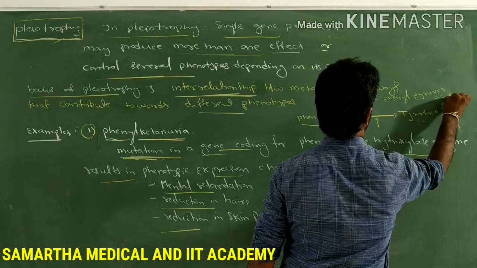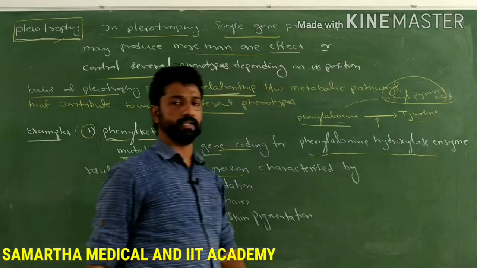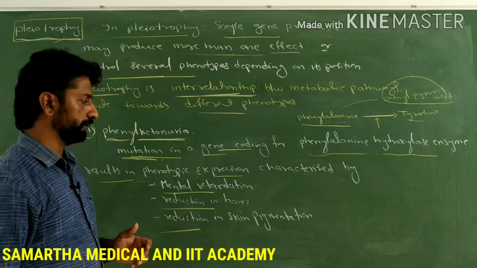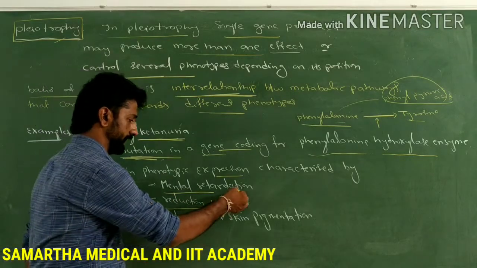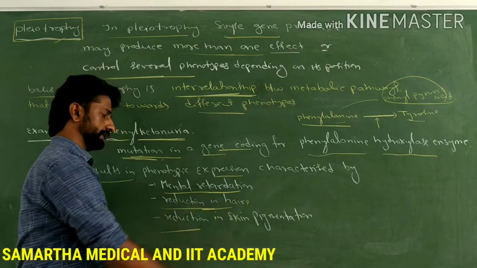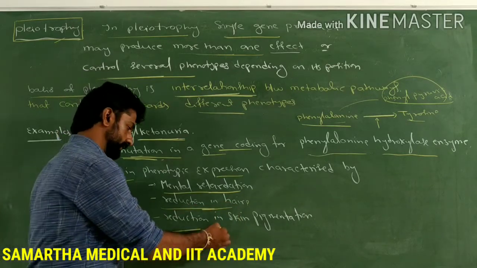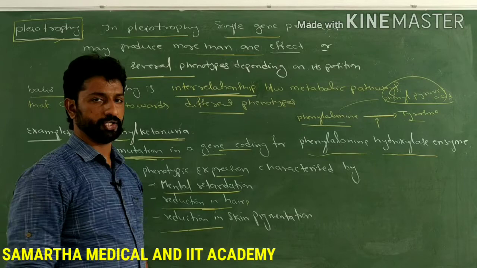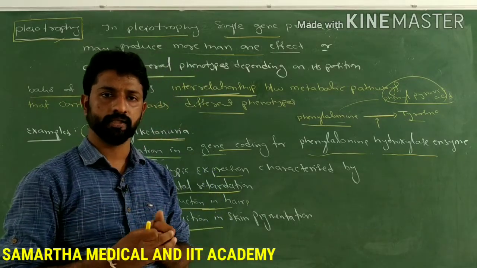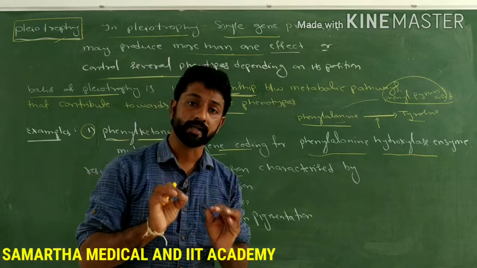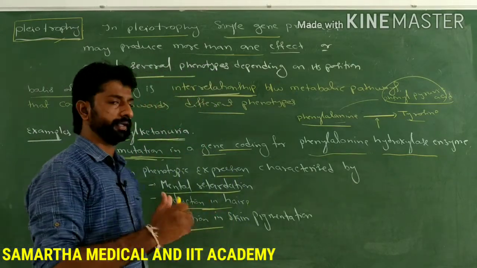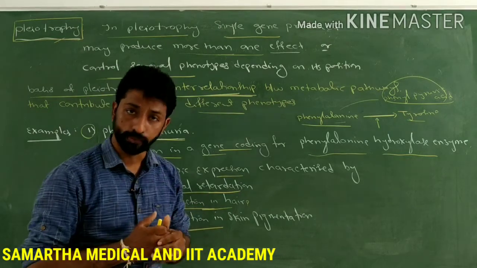When this phenylpyruvic acid gets accumulated in our body, it leads to phenotypic effects characterized by mental retardation. There is a loss or reduction in the hair, and also a reduction in skin pigmentation or skin coloration. The skin color is reduced, there is hair loss, that person will become mentally retarded, and he will pass black colored urine.